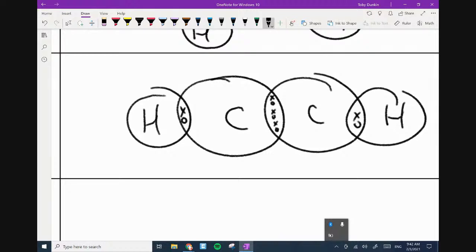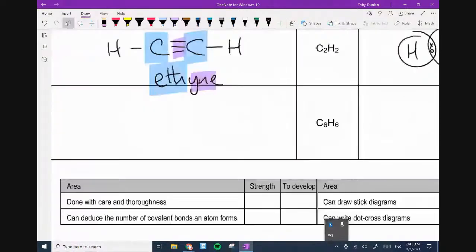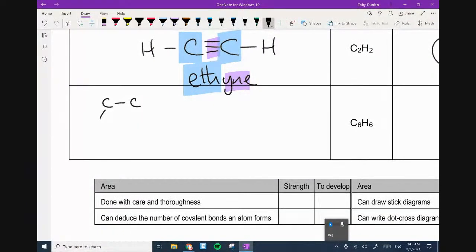Next one. Ooh, blimey. Okay, this is hard. So there's lots of options here, guys. The actual real answer is this. I should have given you the name with this. This is the real answer. But I did accept a whole load of others as well. So you could have done that one. You could have also done this.